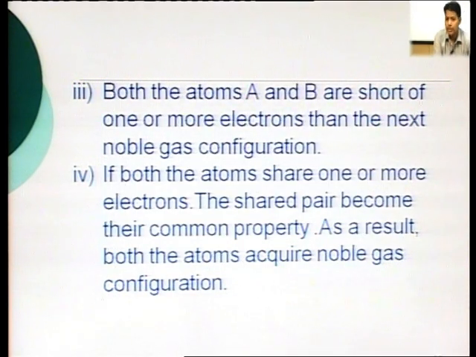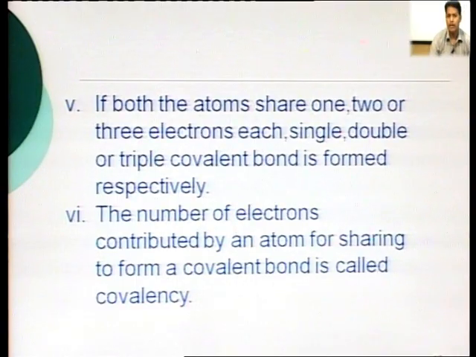If both the atoms share one or more electrons, the shared pair becomes their common property. As a result, both of the atoms acquire noble gas configuration. So, they share electrons to acquire noble gas configuration. If both the atoms share 1, 2 or 3 electrons each, a single, double or triple covalent bond is formed respectively.